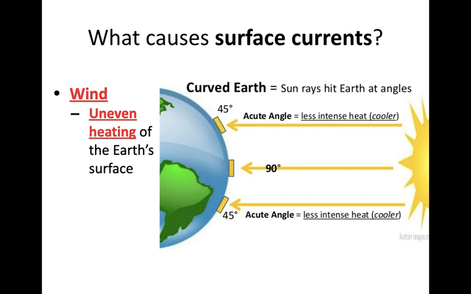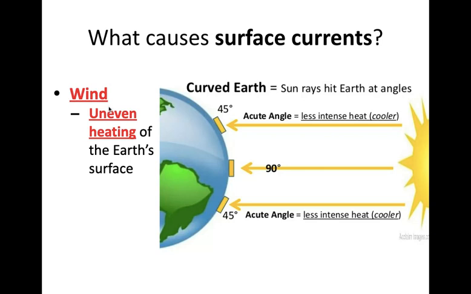So what causes these ocean currents and the waters to move in the ocean? Well, there are two major places where water is going to be moving. One is on the surface, our surface currents, and the other is deeper in the ocean, our deep ocean currents. What is causing our surface currents is typically wind. Wind is one of the bigger things that causes our surface currents.